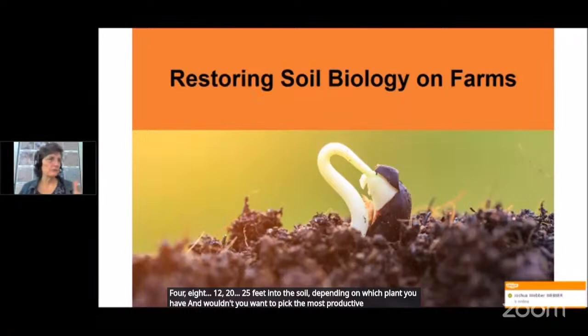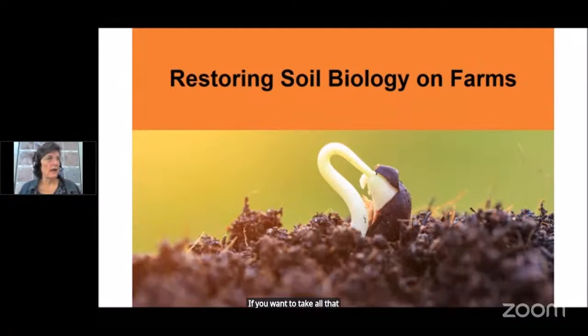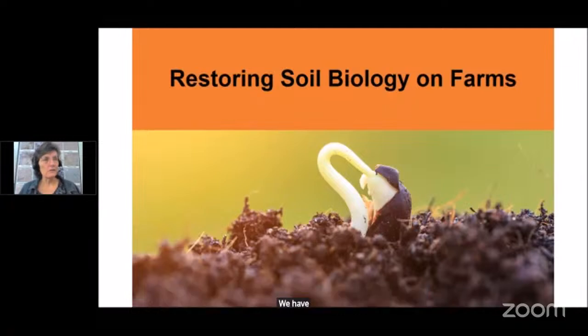If you pick the most productive plants, then they're going to be putting their root systems way down, and aren't we going to be sequestering more carbon in our soil? If you want to take all that elevated CO2 that is in the atmosphere, you want to take out the methane, you want to take out those greenhouse gases, we have to grow more plants.